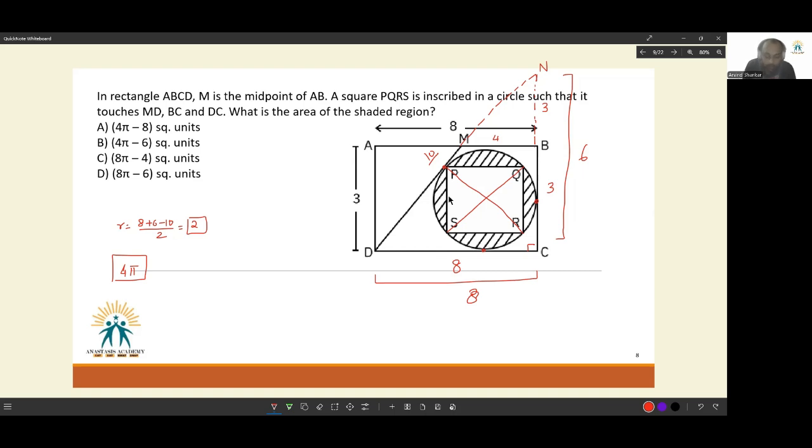Now, square is also a rhombus, square is also a kite. You can, of course, go ahead and find out the length of the side of the square, or you can do half d1, d2, half into 4 into 4. So cancel 2. Area of the square turns out to be 8. So, what is the area of the shaded region? From the area of the circle, you remove the area of the square. Correct answer being option A.